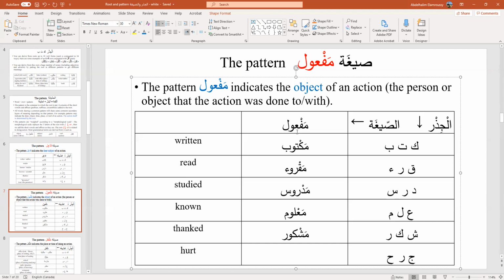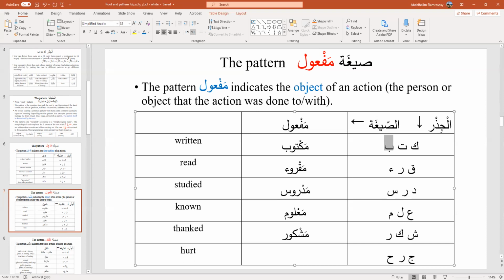So let's go over these right here. Let's go over the first root again, which is kaf ta ba. This root has to do with writing. That's correct. So if we put it in the pattern maf'ul, let's see what we'll do. We'll replace the fa here with the first letter of the root, or R1, which is the kaf. We'll replace the ayn with the second letter of the root, which is the ta. We'll replace the lam with the third letter of the root, which is the ba.